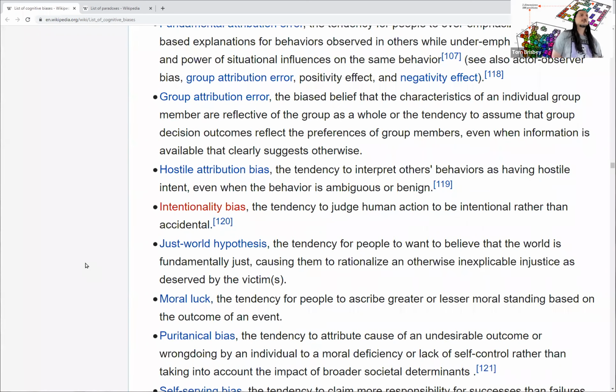The group attribution error, that's the same thing in reverse. The belief that characteristics of an individual group member are reflective of the group as a whole. Tendency to assume that this group decision reflects the outcome of the preference of the group members.